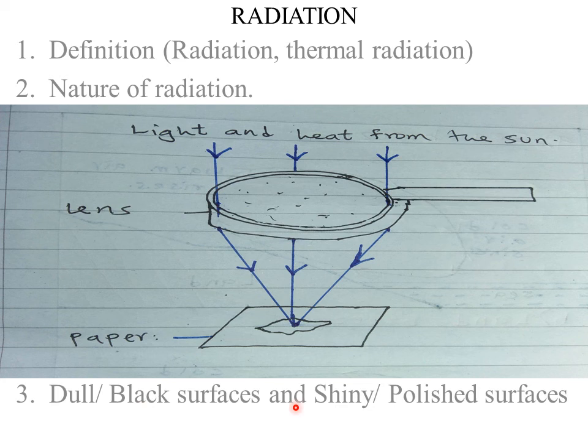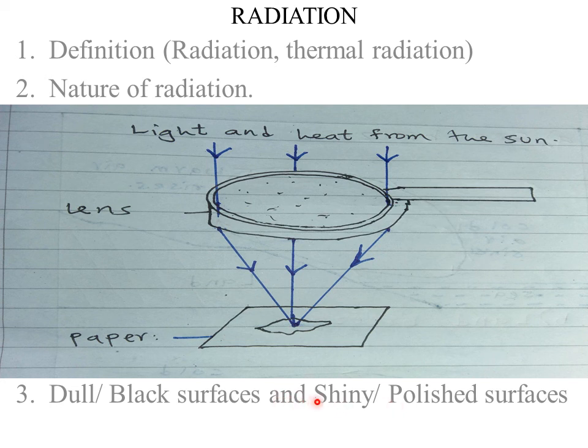On the other hand, shiny or polished surfaces are poor absorbers of heat radiations. At the same time, shiny or polished surfaces are also poor emitters of radiation. So we are saying that good absorbers of radiations, that is the dull or black surfaces, will also be good emitters of radiations. On the contrary, shiny or polished surfaces, which are poor absorbers of radiations, will also be poor emitters of radiations.